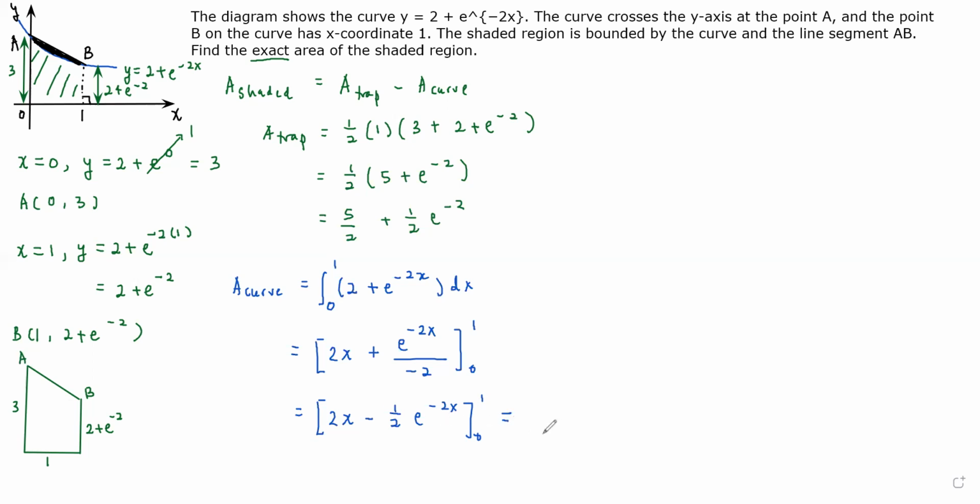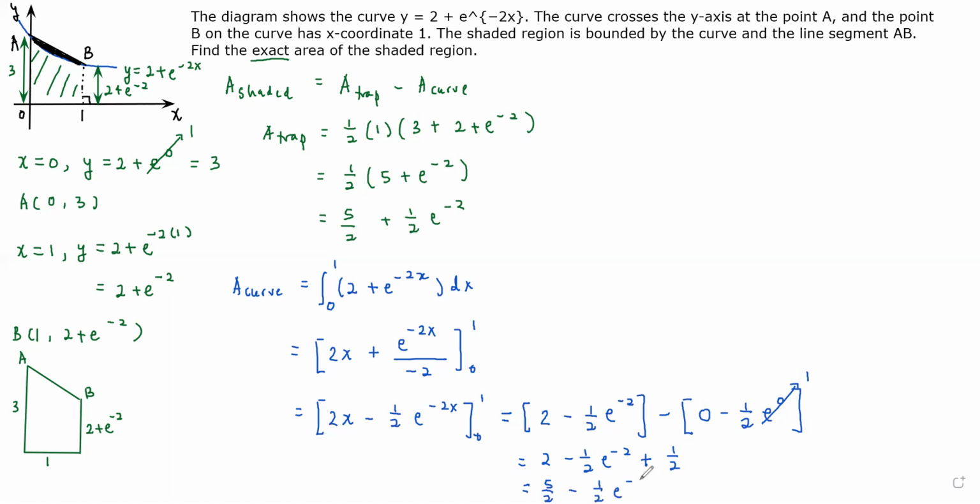So to evaluate this, we replace x with 1. That is 2 minus 1 over 2 e to the negative 2, minus, we replace x with 0, then you have 0 minus 1 over 2 e to the 0. And that is 2 minus 1 over 2 e to the negative 2 plus 1 over 2. e to the 0 is always 1. So the two negatives give us a positive, and that is 5 over 2 minus 1 over 2 e to the negative 2.